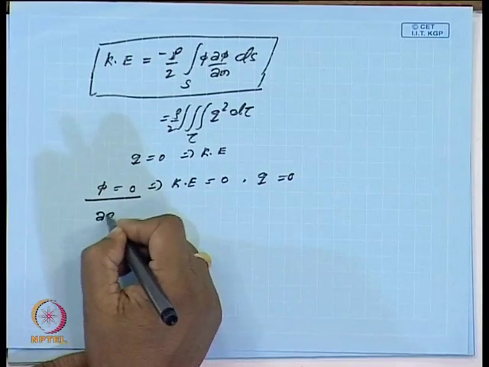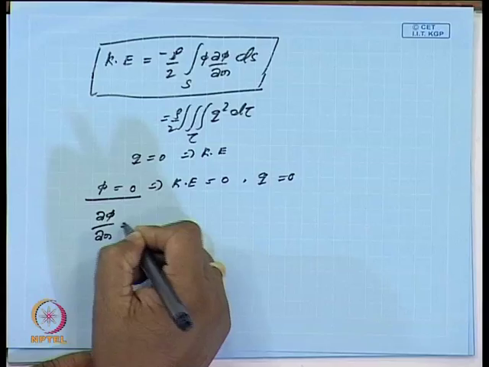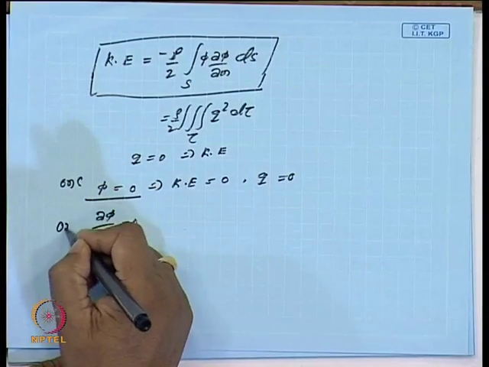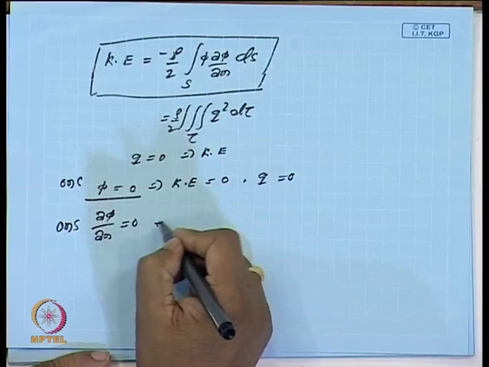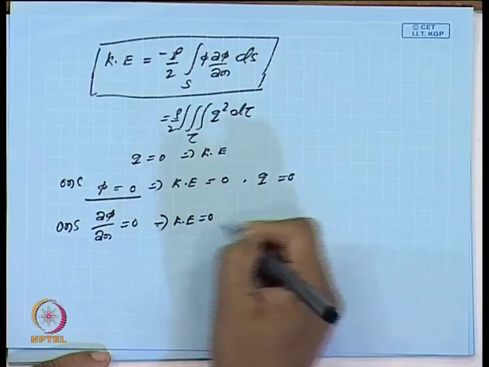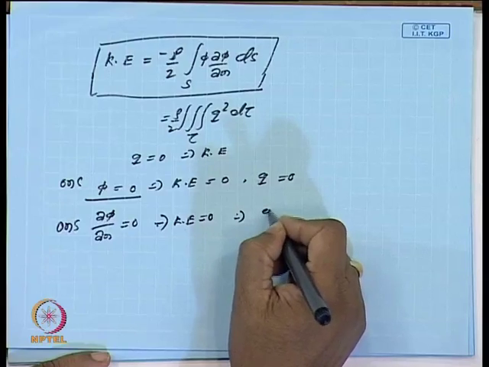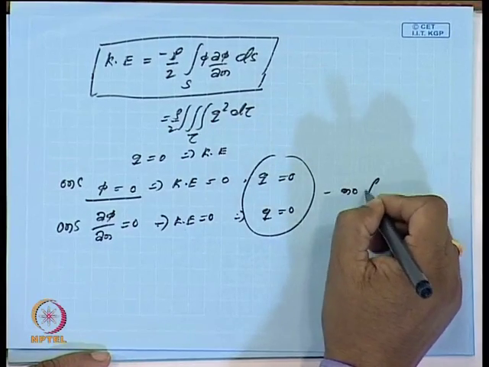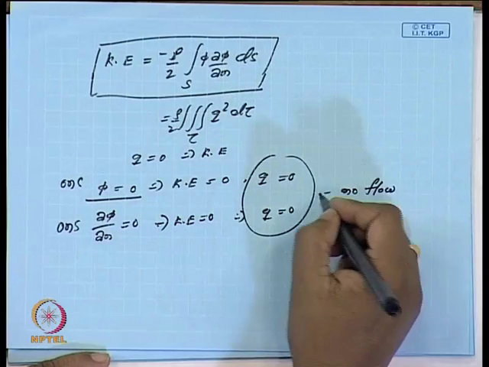Similarly, if I say del phi by del n is 0 on S, then my kinetic energy is also 0, which implies my q is 0 also. That means there is no flow, which implies there is no flow.